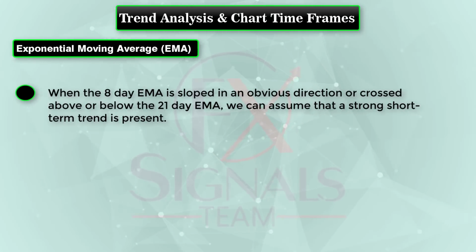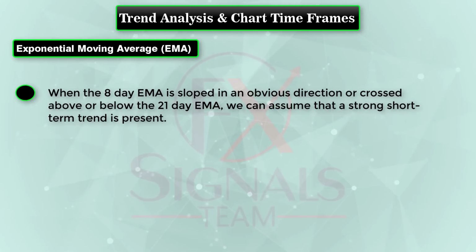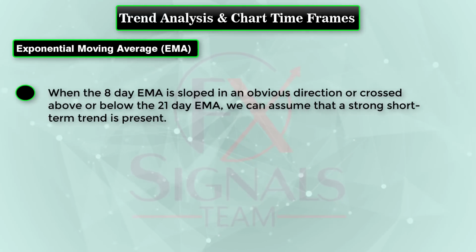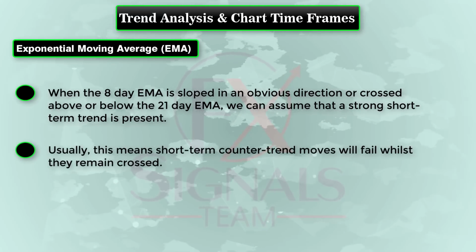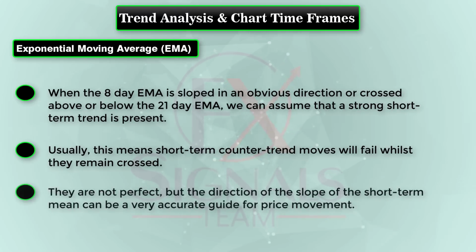When the 8-day EMA is sloped in an obvious direction or crossed above or below the 21-day EMA, we can assume that a strong short-term trend is present. Usually, this means short-term counter-trend moves will fail whilst they remain crossed. They are not perfect, but the direction of the slope of the short-term mean can be a very accurate guide for price movement.